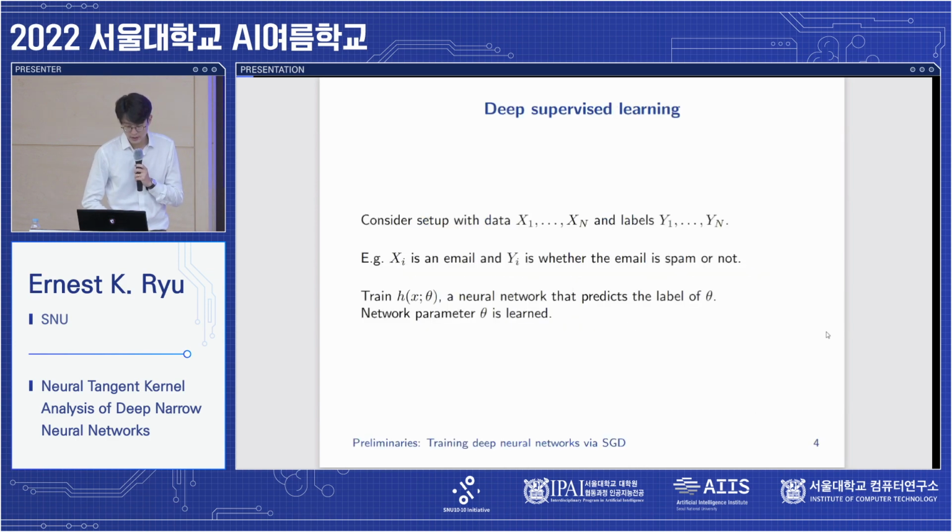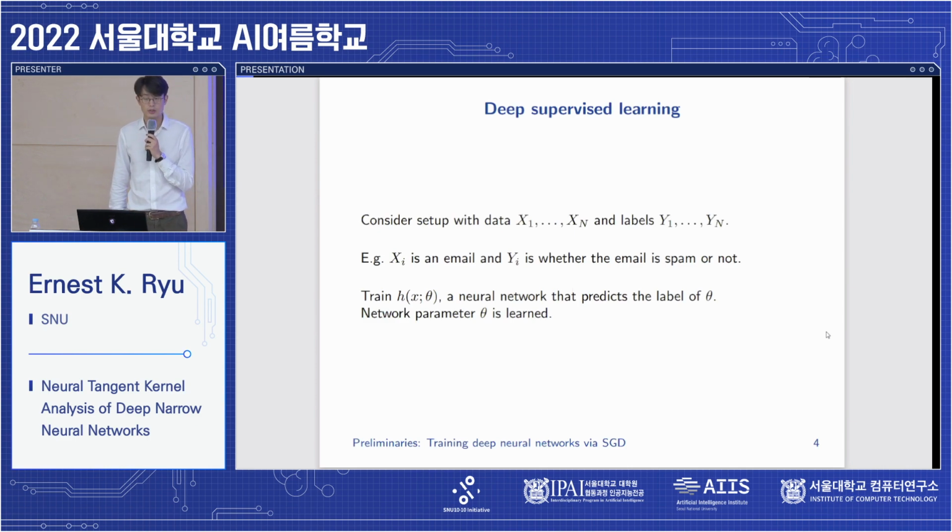Okay, so first let's start from the very basics. We'll consider the setup of deep supervised learning. This should probably be familiar to most of the audience. We'll consider the setup with data points x1 up to xn. So we have n data points, and we have corresponding labels y1 up to yn. The canonical example of this is that xi is an email, and yi is a corresponding label indicating whether the email is a spam email or not.